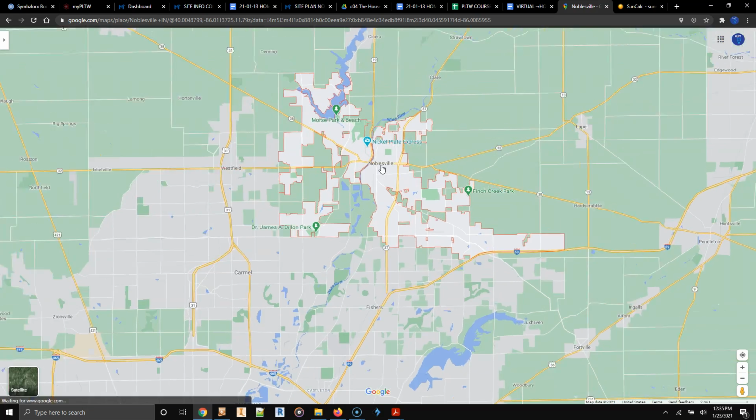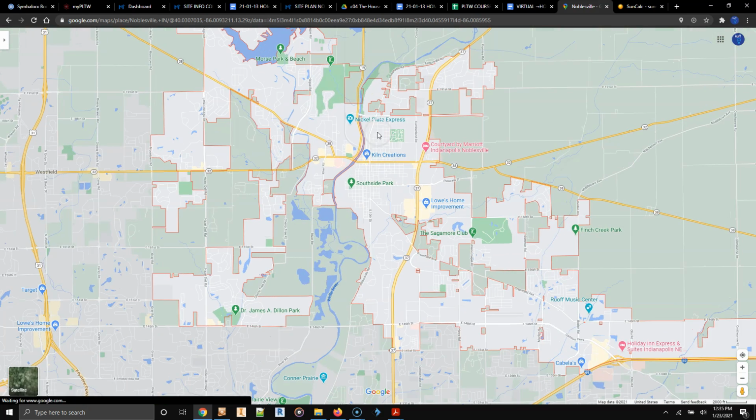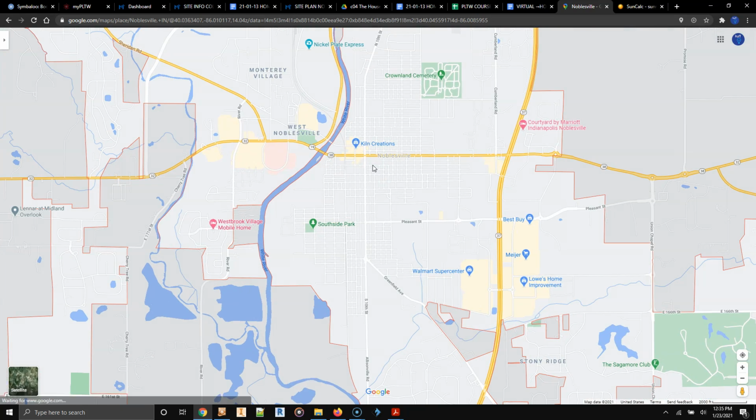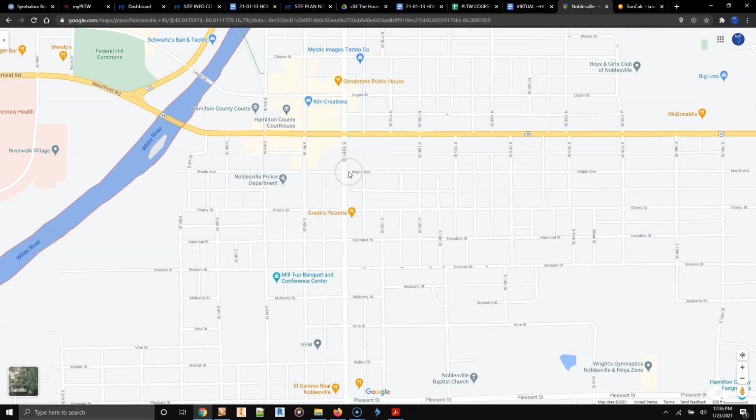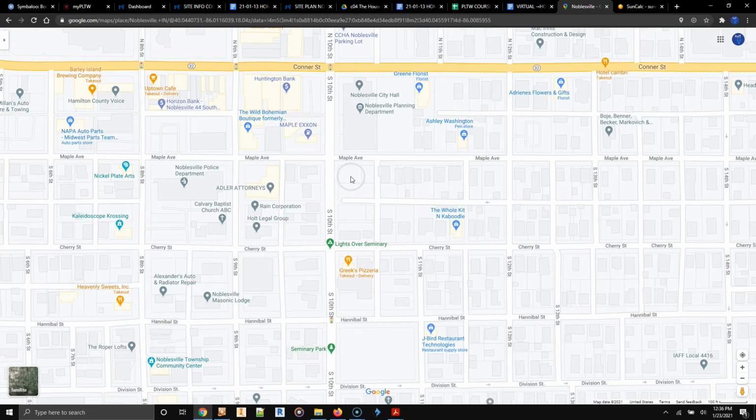As we start zooming in, you will see that there is a river here and Highway 32, actually it's Highway 38 right here going across. And then you see this large street going north and south. If you look at that large street, that is 10th Street. And what we're interested in is the corner of 10th and Maple, this zone right here.